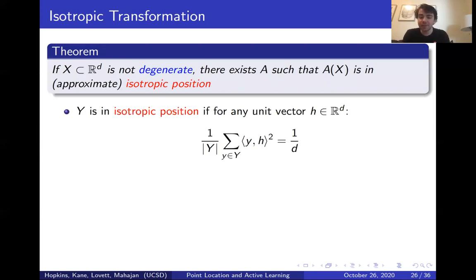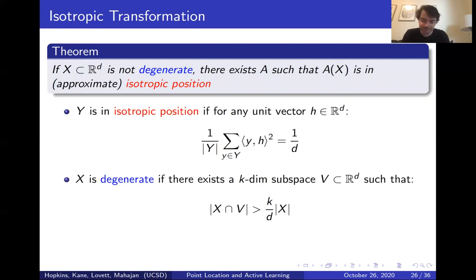Okay, so what is isotropic position? Well, a set Y is in isotropic position if for any unit vector in R^d, its average squared margin in that direction is about 1 over d, approximately for the approximate case, or exactly if you wanted exact isotropic position. And what does it mean to be degenerate? When can't you do this? It's fairly intuitive. You can't do this when there's a direction that your points are too dense in, when too many of your points lie on some subspace. Linear transformations preserve subspaces, so you can't symmetrize in this direction. You're going to have too much weight stuck in this direction. In particular, if you have a k-dimensional subspace with a greater than k over d fraction of your mass, you can't do this.